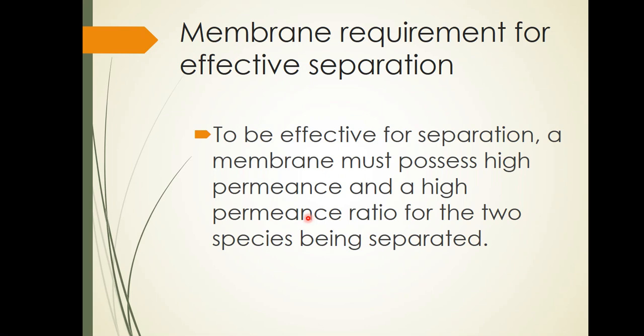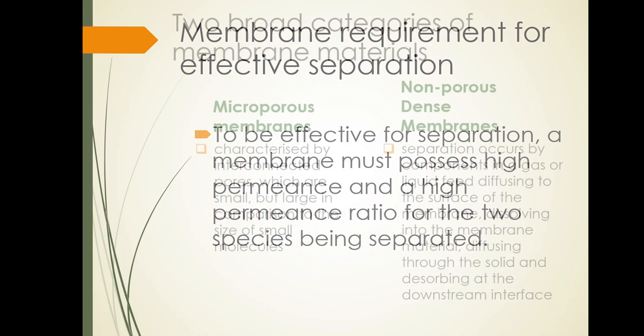So just like in relative volatility, to ensure that it would be easy to separate components during distillation, we want the relative volatility to be greater than 1 because that would make separation easy. It's the same thing with membrane separation. So our deciding factor here for the use of a particular membrane is high permeance ratio, which boils down to still looking into the difference in solubilities and difference in diffusion rates of your species across the membrane.